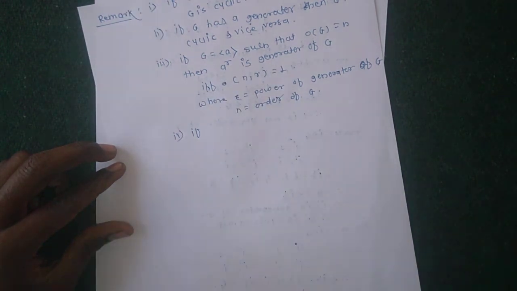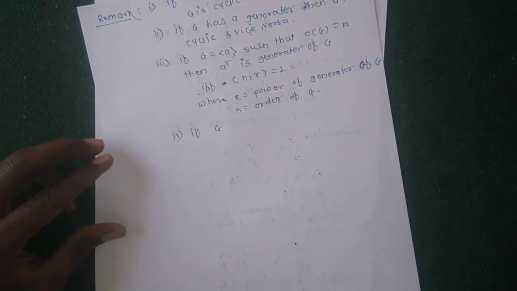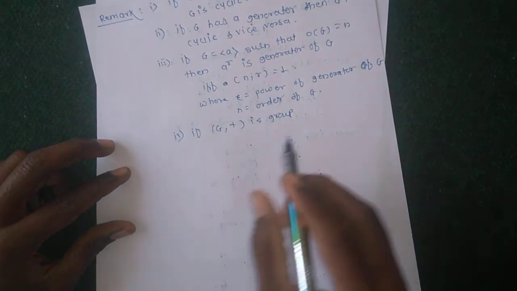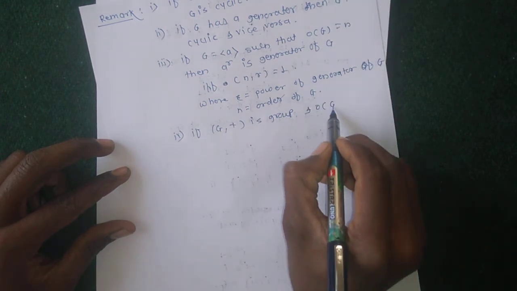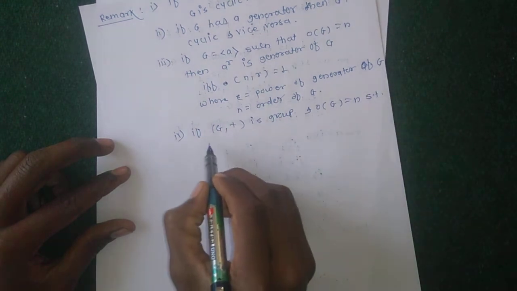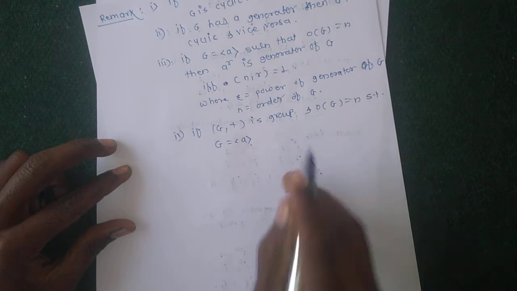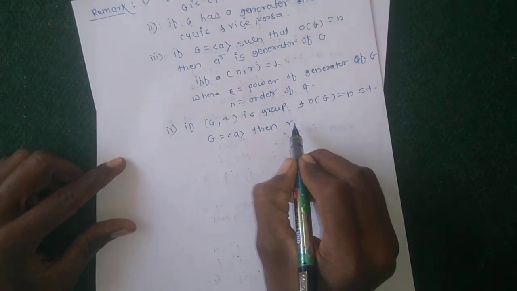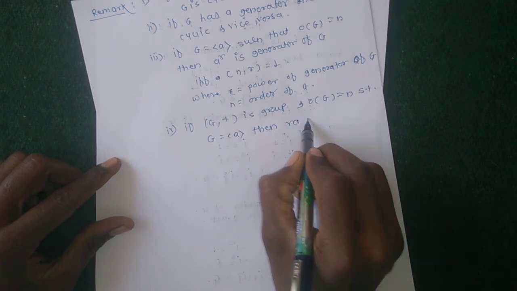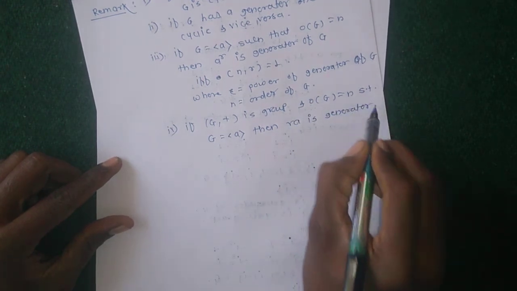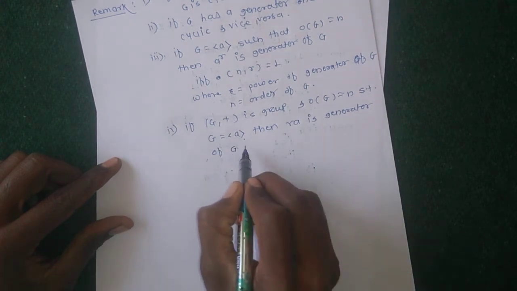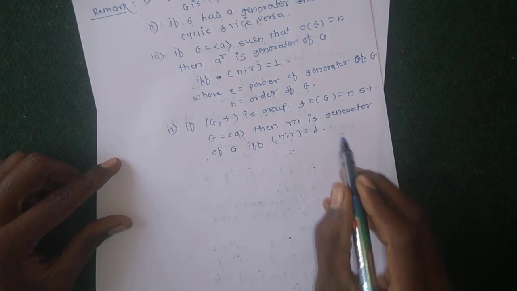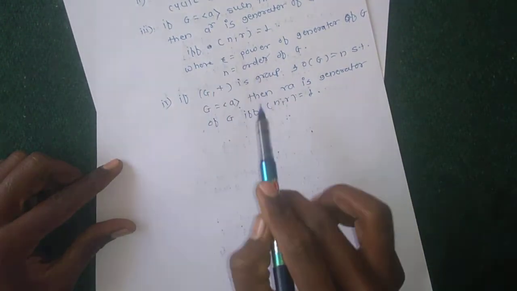Then the fourth remark: if G is a group with respect to addition and the order of G equals n, such that G is generated by A, then RA is a generator of G if and only if the GCD of n and R is 1. This holds with respect to addition, while the previous one holds with respect to multiplication.